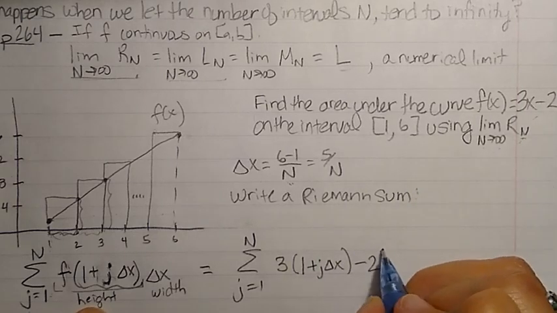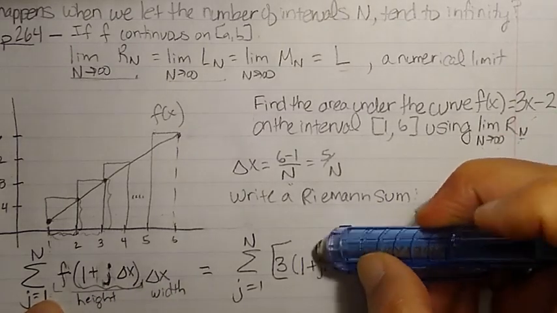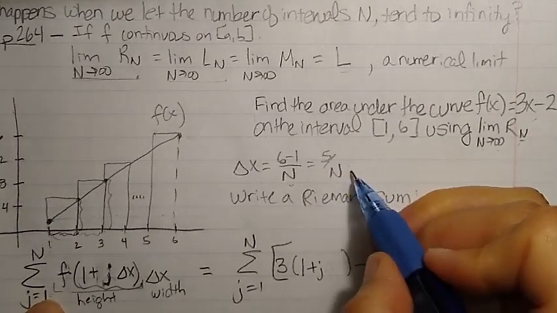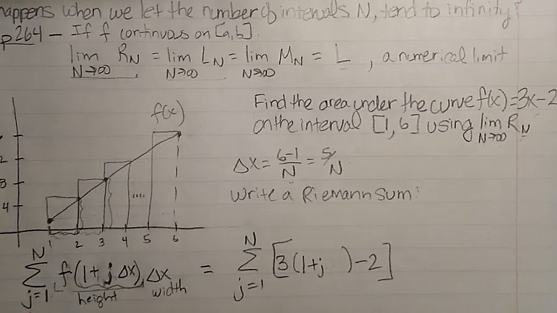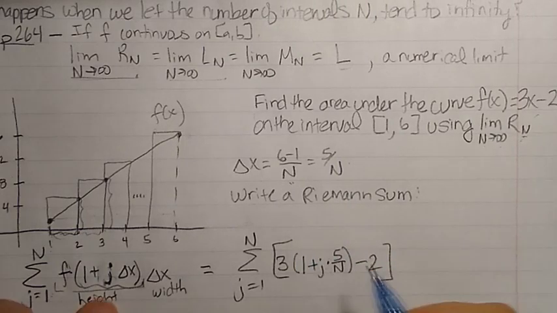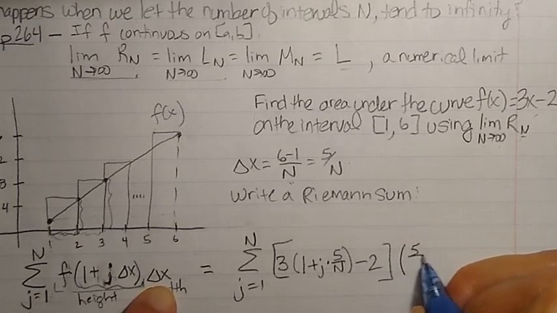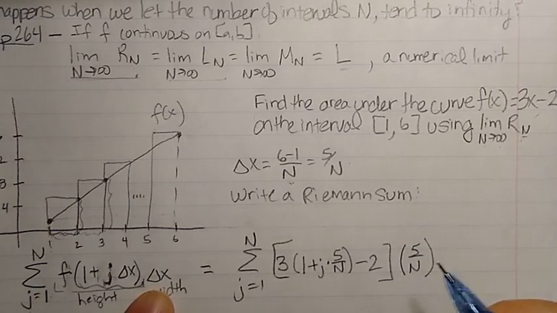And then subtract 2. I'm going to give myself some braces to let me know that was my f of my input. And also, instead of writing delta x, let's write 5 over n. That's what we found delta x to be in this problem. All right, but that's not everything. I've just done f of my input, and now I need delta x. Remember, delta x is 5 over n.